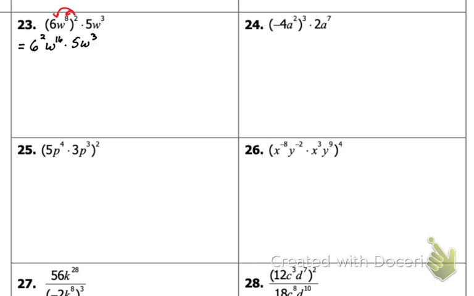Now, I should simplify this, right? The 6 squared? Because we'll simplify any power we can, because we do exponents first. I can do 6 squared, which is 36. W to the 16th times 5W cubed. Now we're done with the exponent, right? We've already distributed the exponent. Now we're to multiplication, and when we do multiplication, we multiply the things we can.